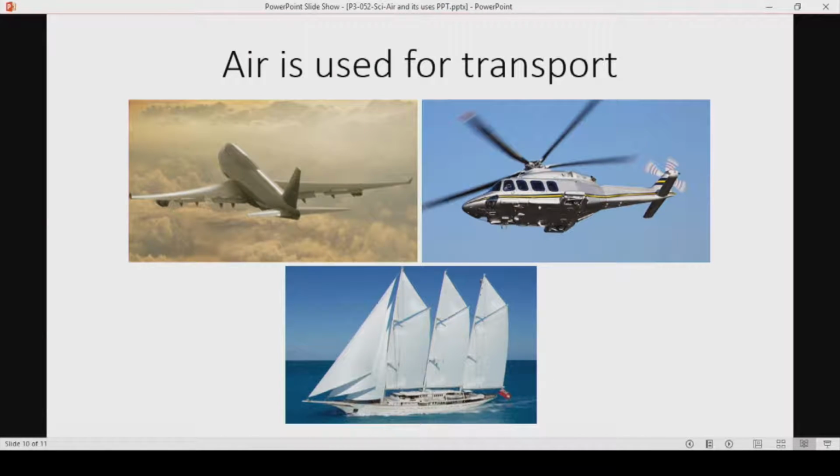Air is used for transport. Does anybody know what this is? Airplane. How about this one? Helicopter. And here, ship. Can you see the sails on the ship? When the wind blows, these sails catch the air, which means the ship can sail very fast.